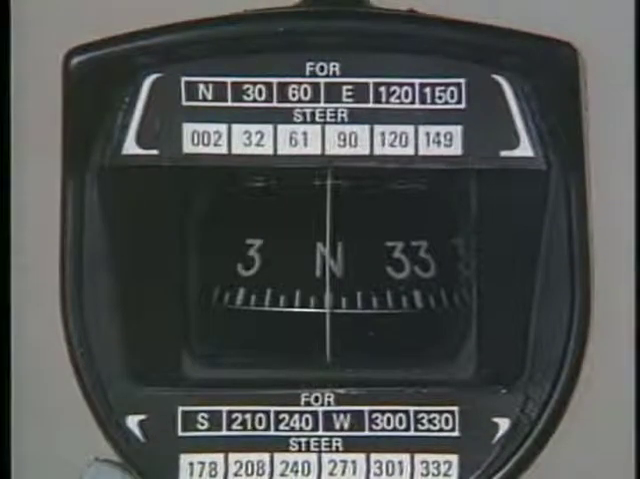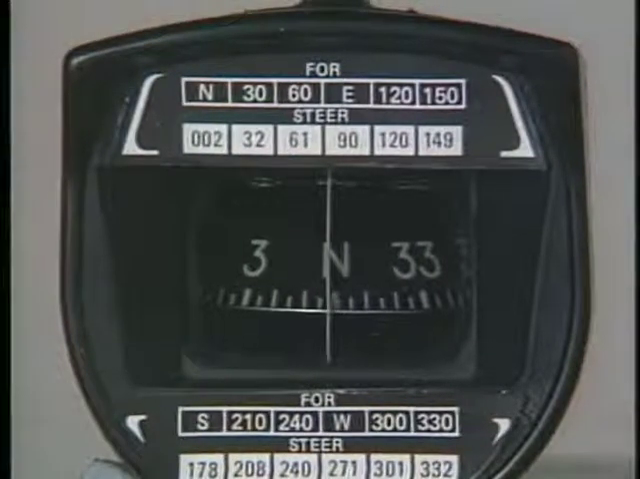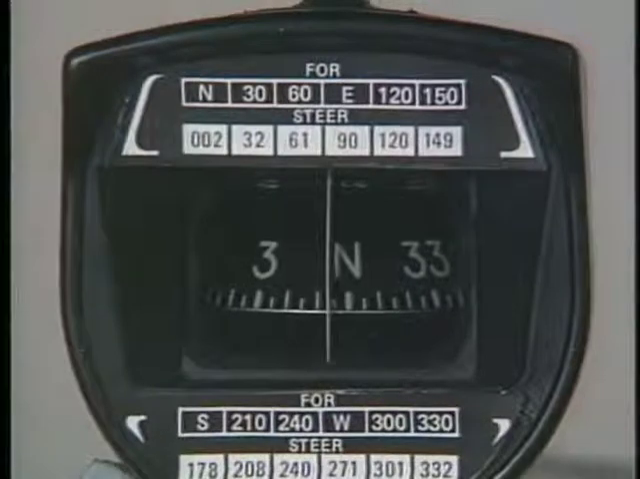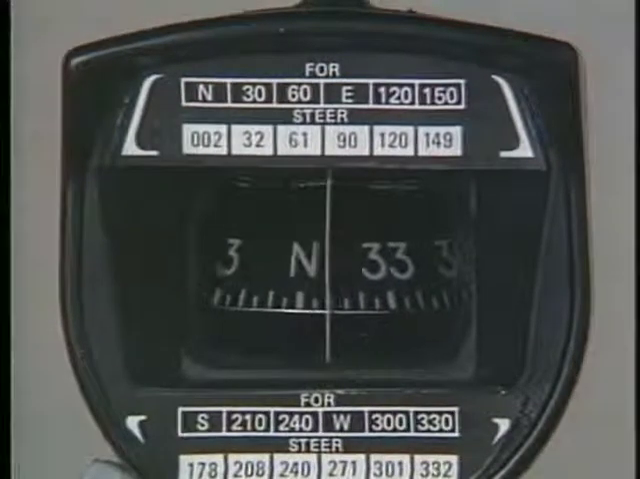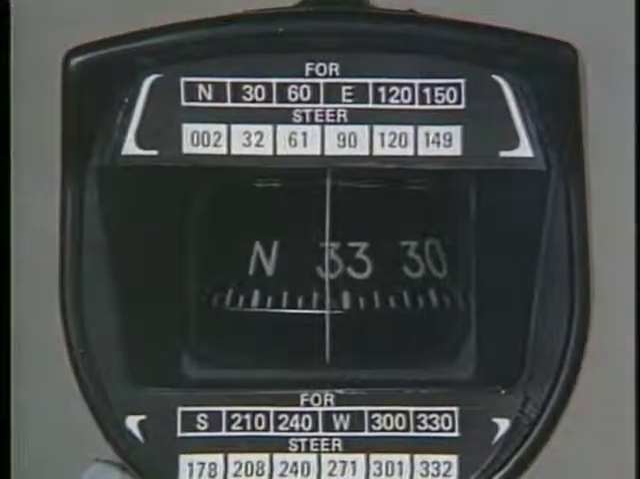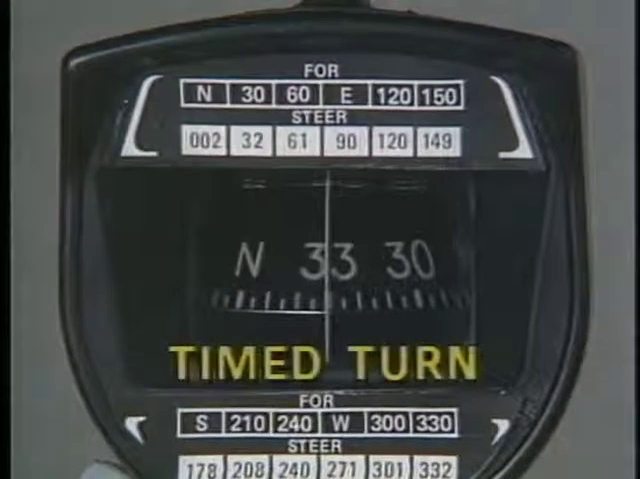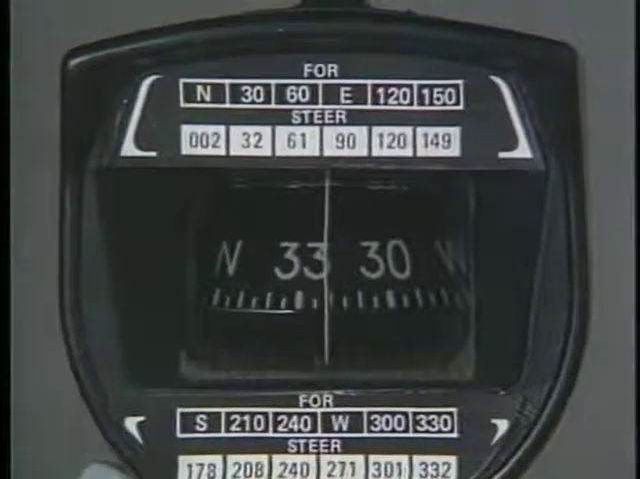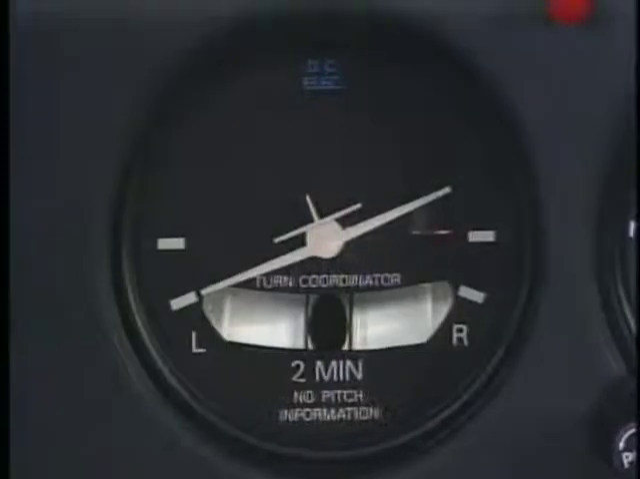The compass, however, is susceptible to the forces of magnetic dip and acceleration errors and does not give reliable information during a turn. This necessitates the use of a timed turn to make a heading change. Remember, with the wing aligned on the turn coordinator, your rate of turn will be 3 degrees per second. You can use this figure to calculate how many seconds it will take to turn to a new heading.